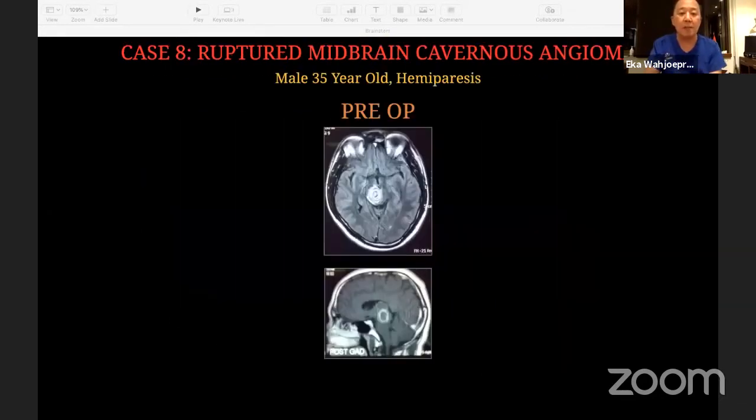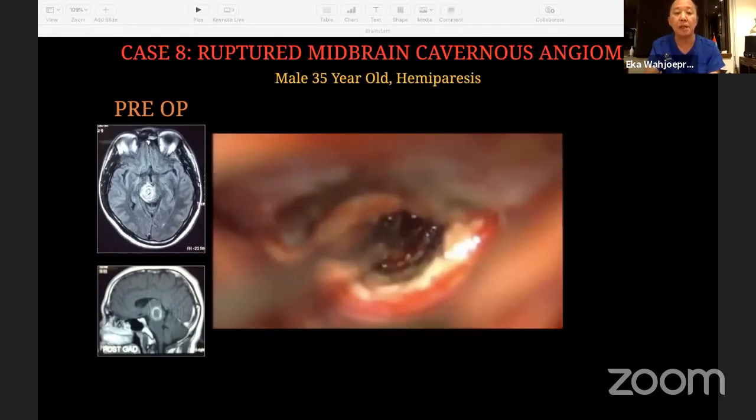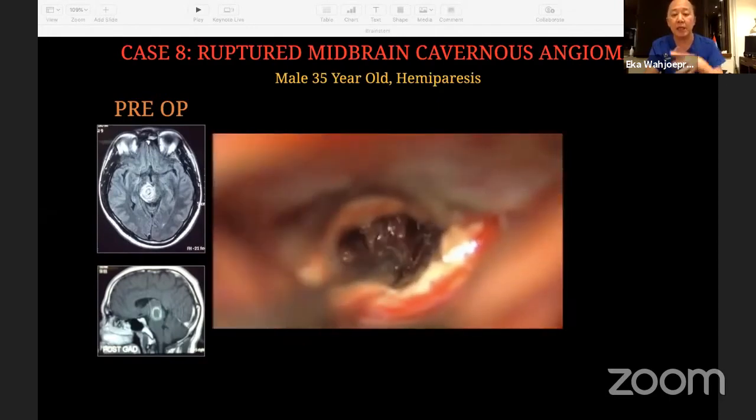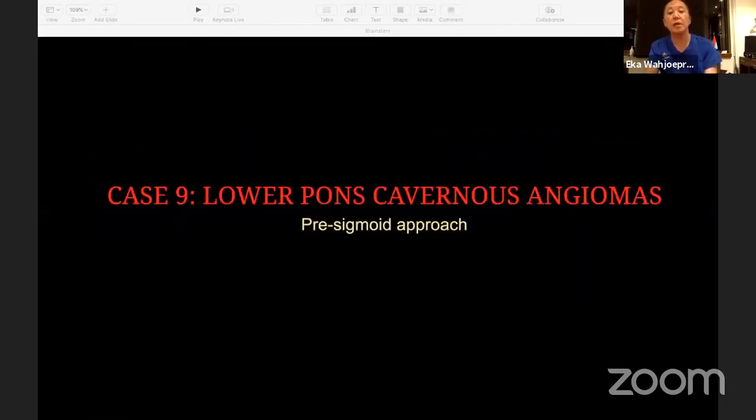So this is the post-op MRI. So this is a rupture of the midbrain cavernoma. Again, this approach is not so difficult. We use a subtemporal, transtentorial approach, and we just go there. It's not so much of a problem because there's also hemosiderin surrounding the lesion.